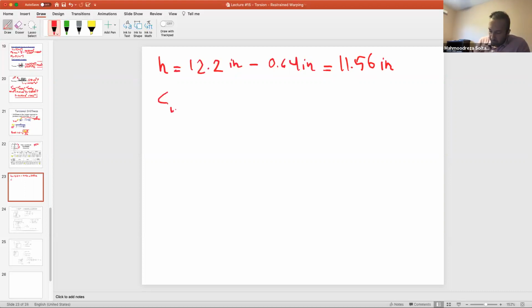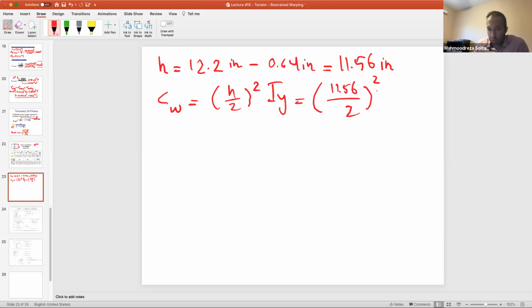CW, if you want to find it yourself, we have given you this expression: H over 2 to the power of 2 times Iy. If you just plug in the numbers, H is 11.56 over 2 to the power of 2. Iy, again, we read it from the table, 107 inches to the power of 4. If you find it, it would be equal to 3775 inch to the power of 6.